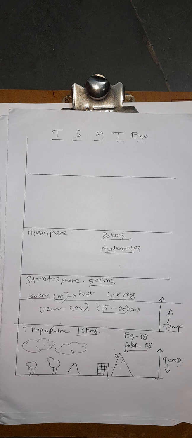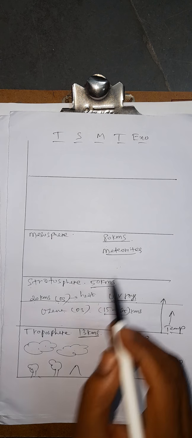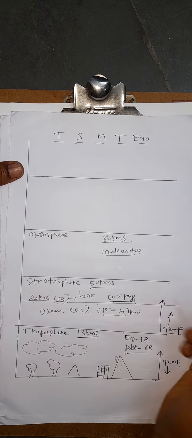So a piece of rock or metal that has fallen to the earth's surface from outer space is a meteorite. It means a metal or a rock which is falling from space into this layer and gets burned. That is called a meteorite.